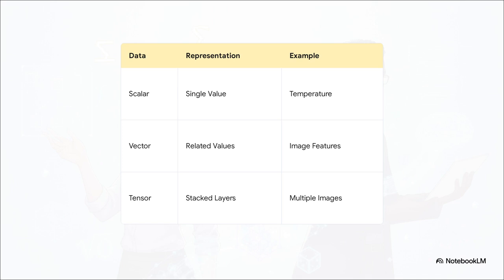First up, we have the scalar. This is just a single value. When you only need one number, like a price or a temperature reading, you use a scalar. Next, we level up to the vector, which is a list of related values. So if you're looking at all the different features of a single image, that's a vector. And finally, the big one, the tensor. This represents data stacked in multiple layers.